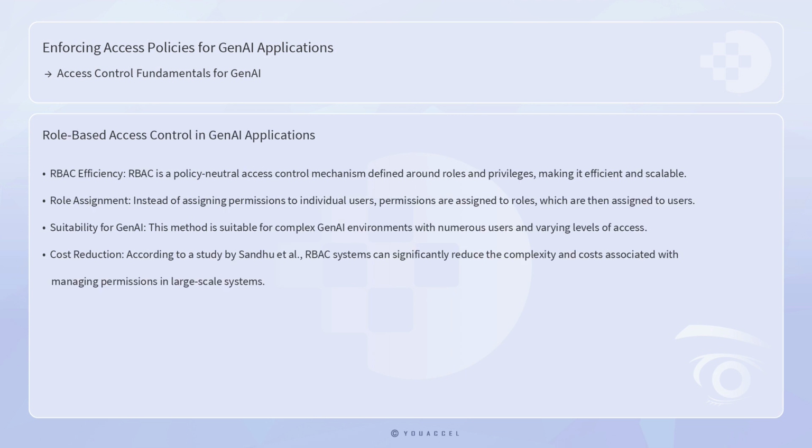A significant aspect of enforcing access control in GenAI applications is the implementation of role-based access control systems. RBAC is a policy-neutral access control mechanism defined around roles and privileges. Instead of assigning permissions to individual users, permissions are assigned to roles, which are then assigned to users. This method is not only efficient, but also scalable, making it suitable for complex GenAI environments where numerous users and varying levels of access are involved. According to a study by Sandhu et al., RBAC systems can significantly reduce the complexity and costs associated with managing permissions in large-scale systems, making them ideal for GenAI applications.